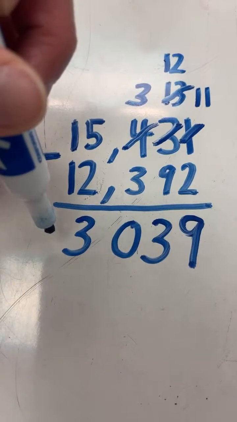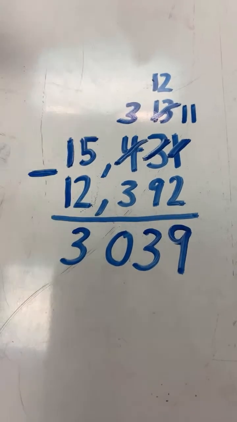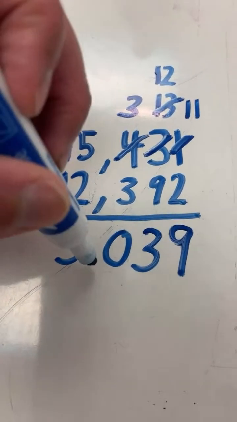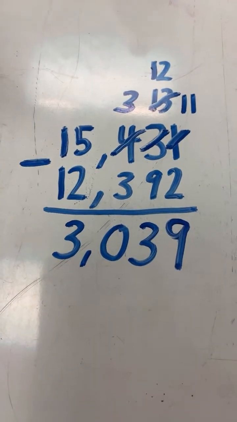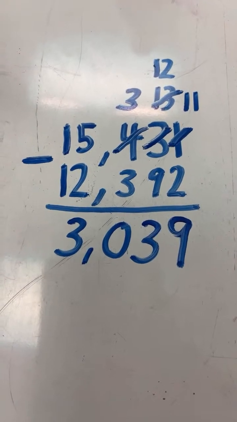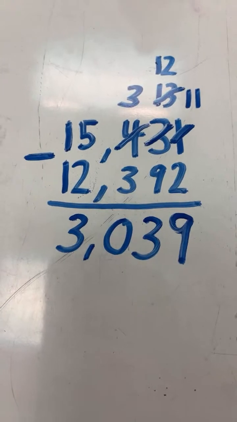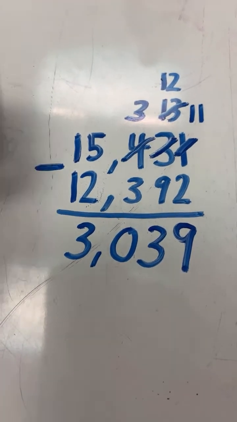We could put a 0 there, or we could just leave it blank. Usually I say just leave it blank. It doesn't change the value of the answer. But we have our final answer. 15,431 minus 12,392 equals 3,039. All right, on to the next example problem.